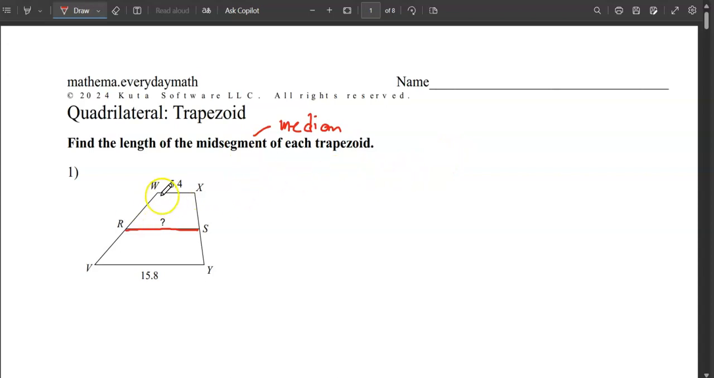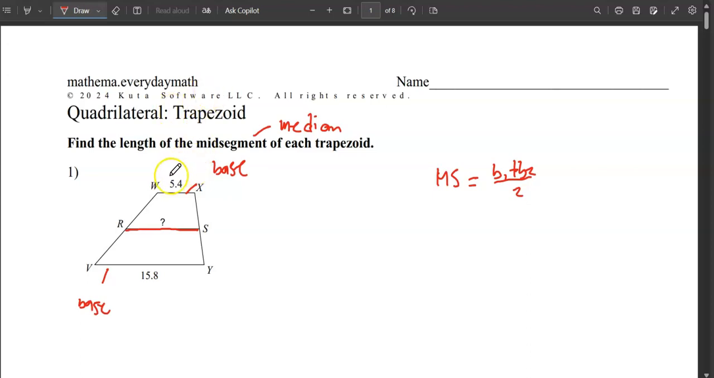So always remember, in a trapezoid, we have our base 1. This is base 1, and this is our base 2. Now, the length of the mid segment, or I will just call it MS for the mid segment, is equal to base 1 plus base 2 over 2. So that would be the length of our mid segment.